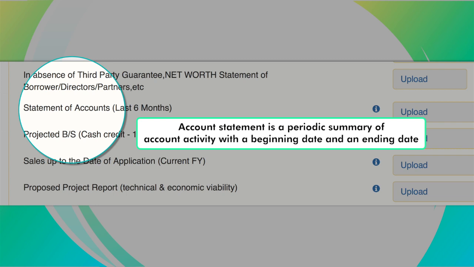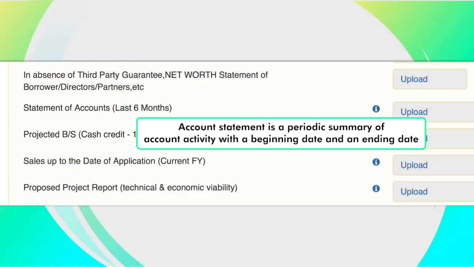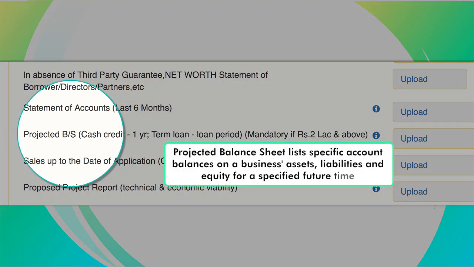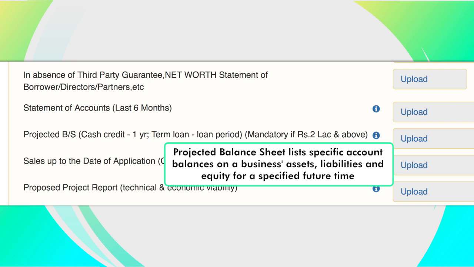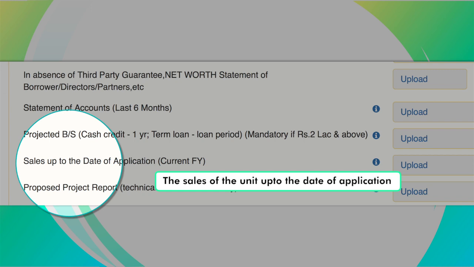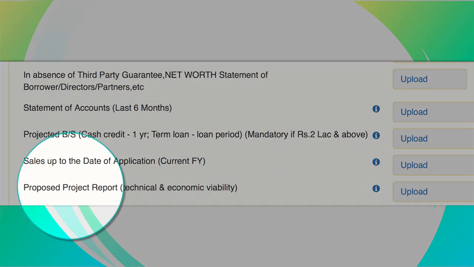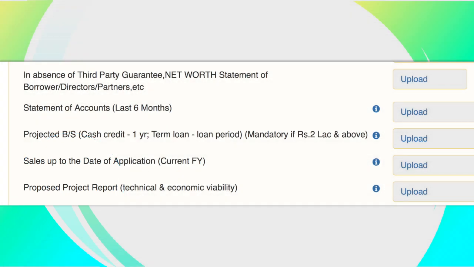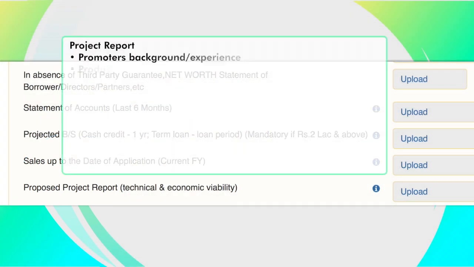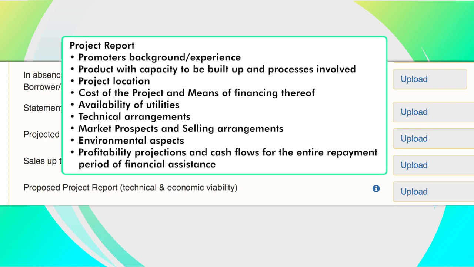An account statement is a periodic summary of account activity with a beginning date and an ending date. A projected balance sheet lists specific account balances on a business's assets, liabilities and equity for a specified future time. The sales of the unit up to the date of application needs to be uploaded. Proposed project report. The unit seeking financial assistance for implementation of its business idea is required to prepare a project report covering certain important aspects of the project.